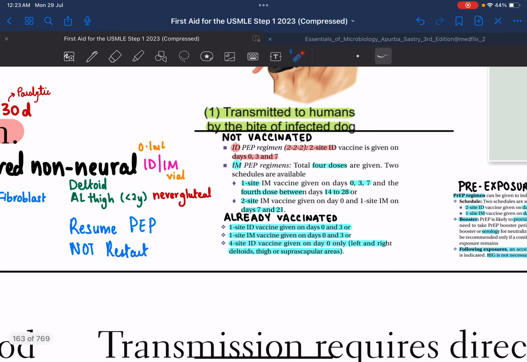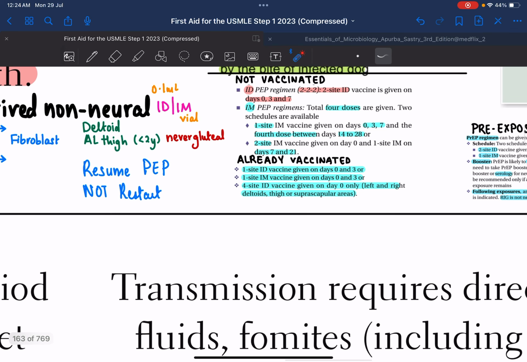Now we'll see the regimen. If the patient is not previously vaccinated, the post-exposure prophylactic regimen intradermally involves the 2-site intradermal vaccine, which is given on days 0, 3, and 7. Intramuscular, a total of 4 doses can be given. There are 2 types in which we can give. Either we can give 1-site intramuscular vaccine on days 0, 3, and 7, and the 4th dose is given between day 14 to 28, or the 2-site intramuscular vaccine which is given on day 0 followed by a 1-site intramuscular vaccine on day 7 and 21.